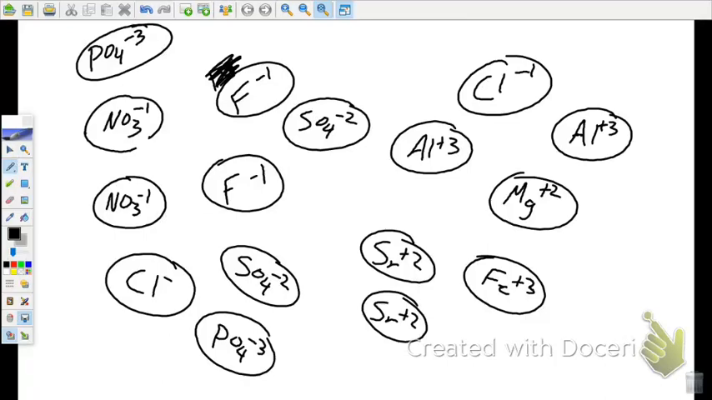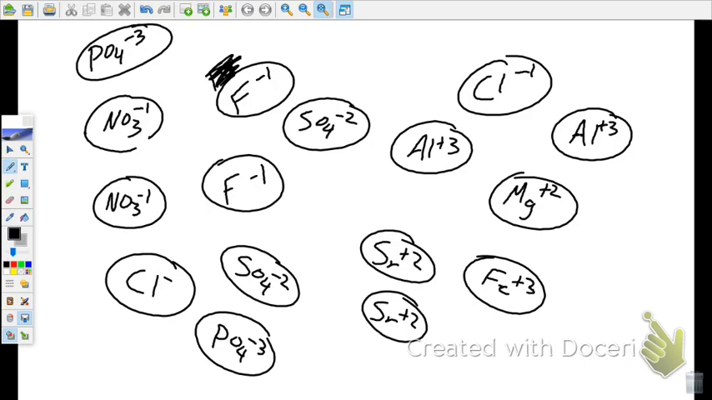Okay, so these are ions. How did these ions, most of them on the left, form? Just give me a simplistic answer: how did the fluorine get its -1 charge? It gained 1 electron. Okay? We kind of know a little bit about negative ions.